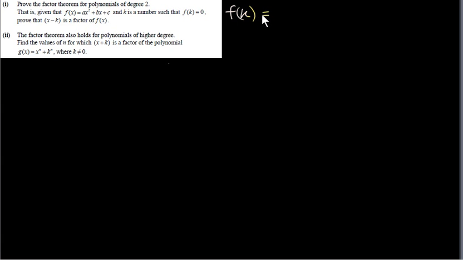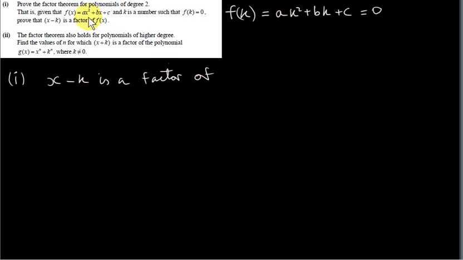We are given that f of k equals 0. That means if we plug k into this polynomial here, it's a quadratic polynomial or quadratic expression, we will get 0. So we get ak squared plus bk plus c equals 0. So we have to prove that x minus k is a factor of f of x, where f of x is ax squared plus bx plus c.